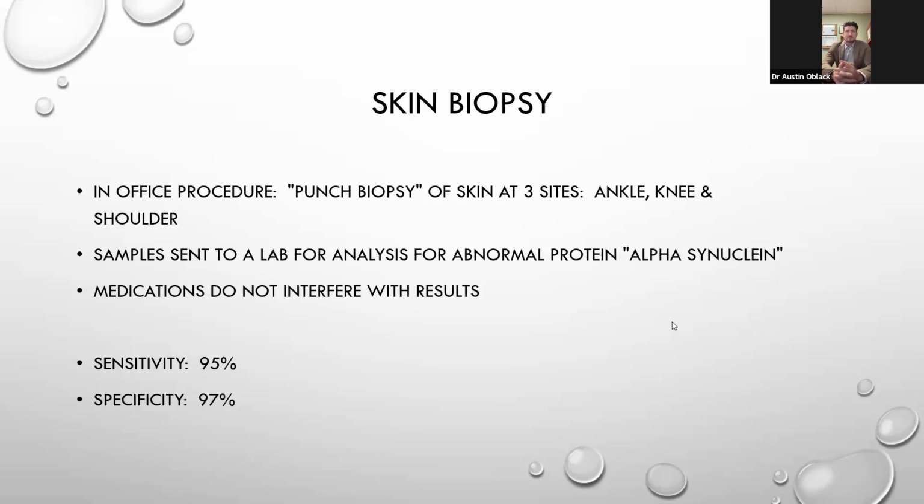There are 3 different sites that a skin sample is taken from: above the ankle, above the knee, and at the shoulder. And essentially, it's a very small, almost like a core sample that gets taken from the skin, puts into a couple test tubes, and gets sent off to a lab for interpretation and to evaluate for that abnormal protein, that alpha-synuclein. The nice advantage of this, compared to the DAT scan, doesn't require any kind of medication pauses.